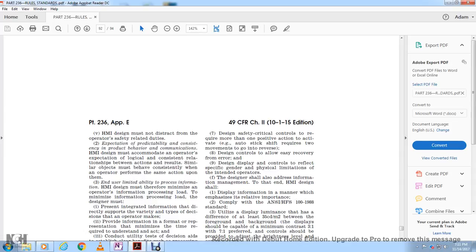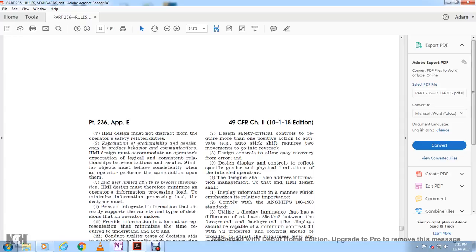Expectation, predictability, consistency with the project behavior, the communication of the human interface design must accommodate with the operator's expectation, logical, consistent relationship between the actions resolved with similar operators must behave with the consistency when the operators perform the same action and action upon them. End of the user's liability to perform information.